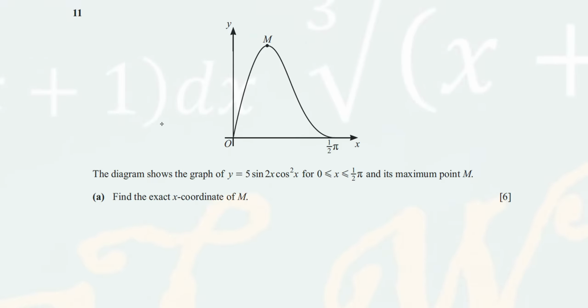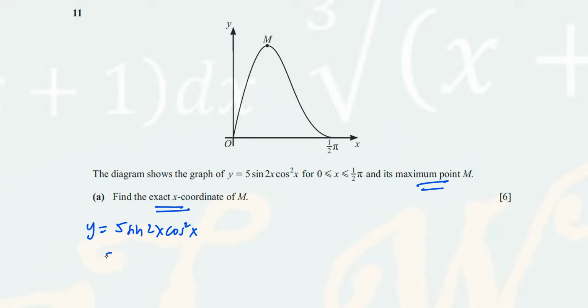Okay, now we move on to question 11. The diagram shows the graph of y equals 5 sine 2x cos square x for x between 0 and half pi, and its maximum point M. Find the exact x coordinate of M. Exact means no decimal. Since M is the maximum point, that means now I need to differentiate and let it be 0. So your y is 5 sine 2x cos square x.